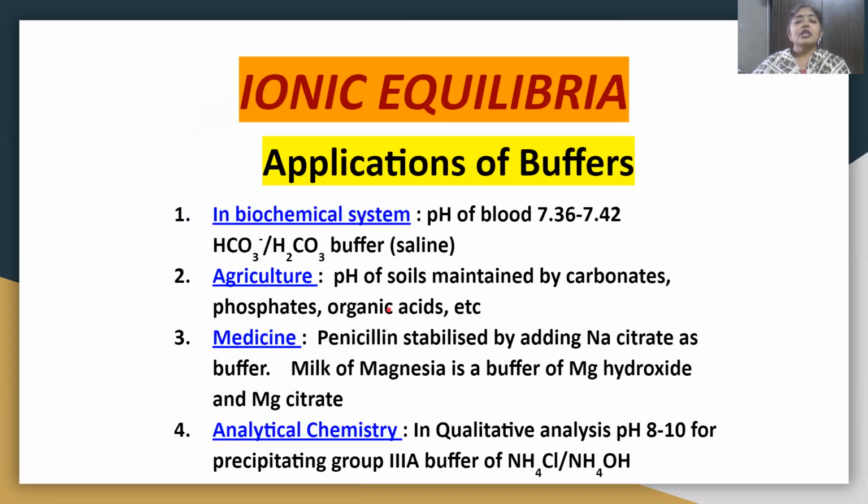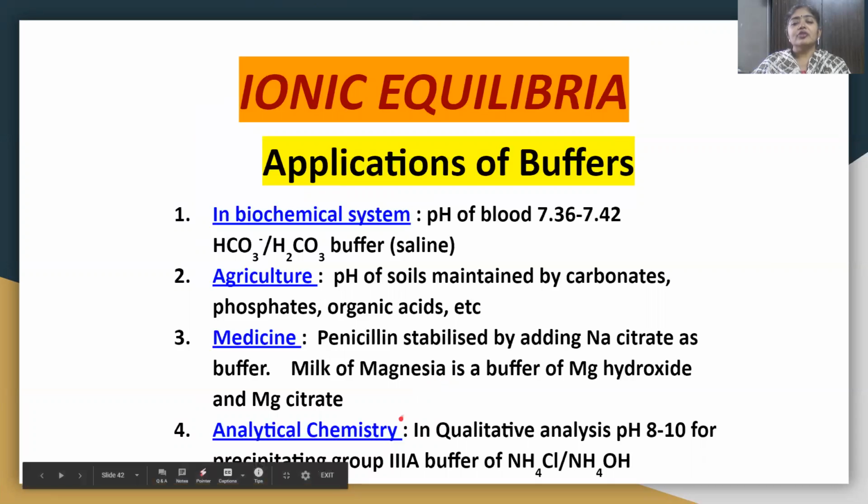Okay. Similarly, medicines that we consume, like the penicillin injection that is given. Okay, this is stabilized by adding sodium citrate as a buffer. The pH of that injection has to be maintained, and that is done by adding sodium citrate as a buffer. The milk of magnesia, that pink colored solution that we generally have when we have indigestion problems. You must have seen some elders at home having that pink colored solution. That is milk of magnesia. Okay, that is a buffer of magnesium hydroxide and magnesium citrate.